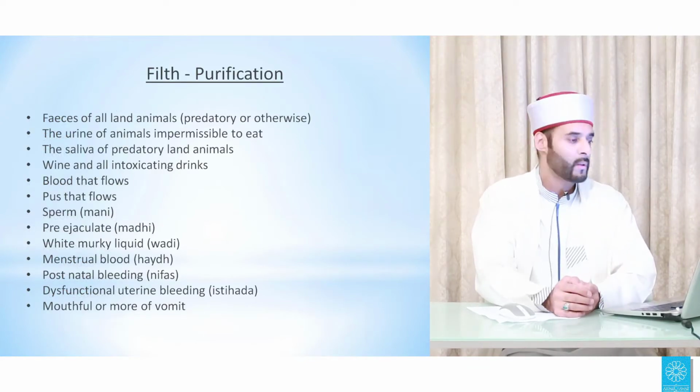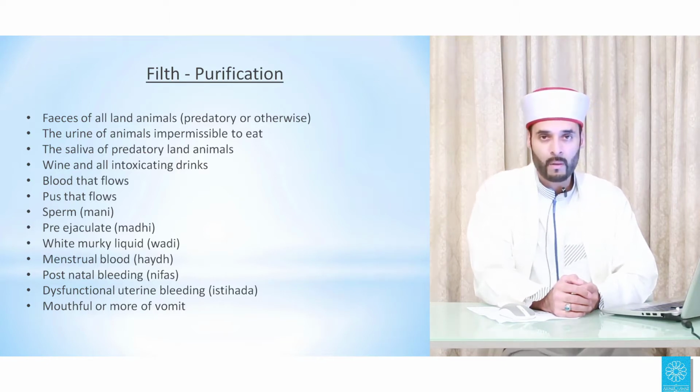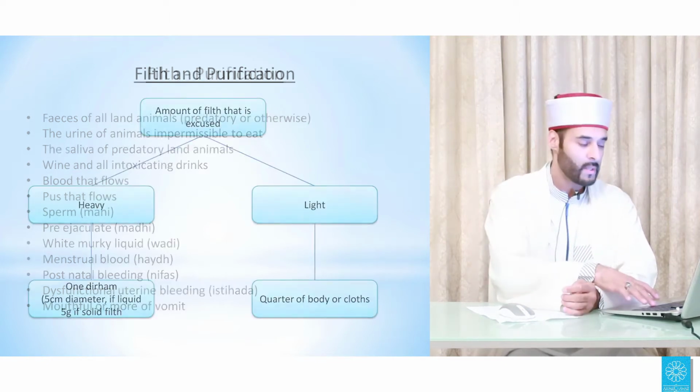Just a brief list of heavy filth. Feces of all land animals, predatory or otherwise. The urine of animals impermissible to eat. The saliva of predatory land animals. Wine and all intoxicating drinks, blood that flows, pus that flows, sperm, pre-ejaculate, white murky liquid, wadi, we discussed this earlier on, menstrual blood, haid, postnatal bleeding nifas, dysfunctional uterine bleeding, istihada, and a mouthful or more of vomit. Most of these we've covered in previous lessons. There's a few that we will go through in this lesson.